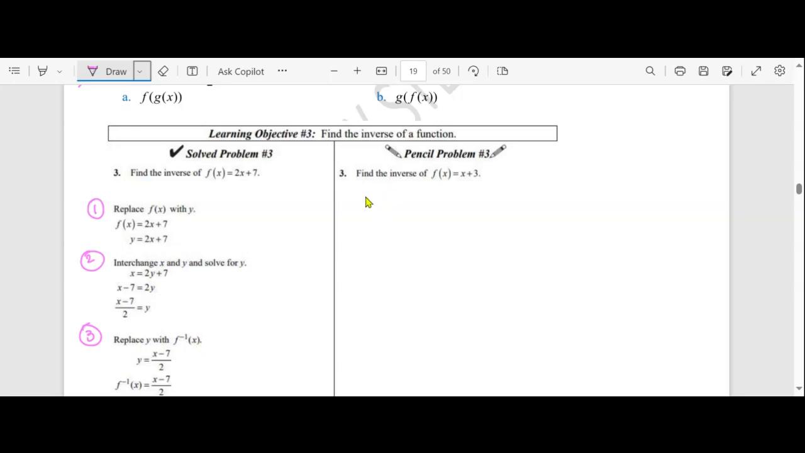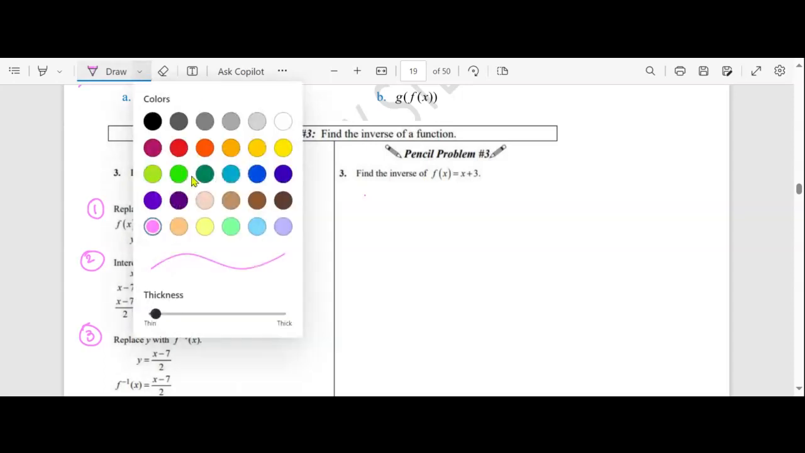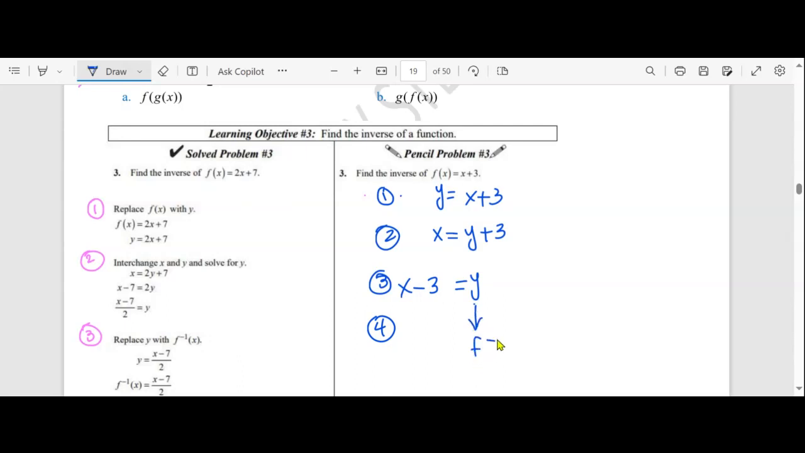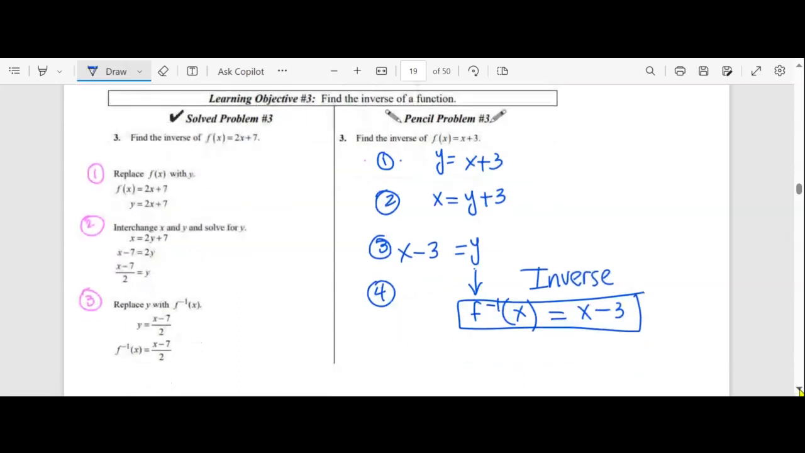Here, let's do this one together. Number 1, we make y equal x plus 3. Number 2, interchange. This becomes x, this becomes y, 3. And then number 3, solve for y. Y equals x minus 3. And then number 4, change this to what? F of minus 1 of x equals what? X minus 3. And that's your answer. That's called what? Your inverse. Okay?